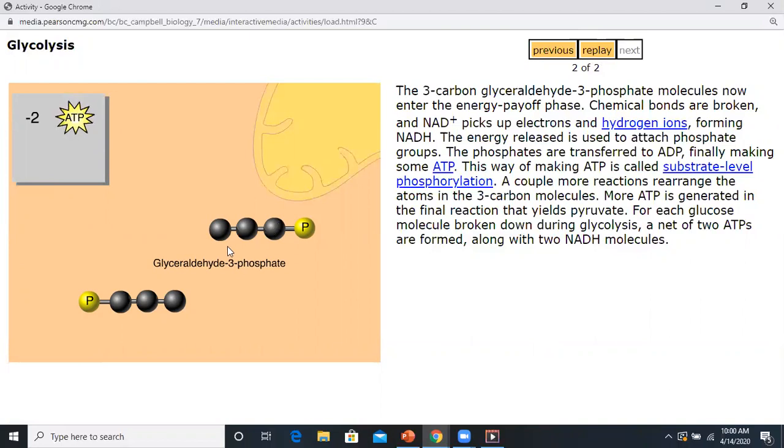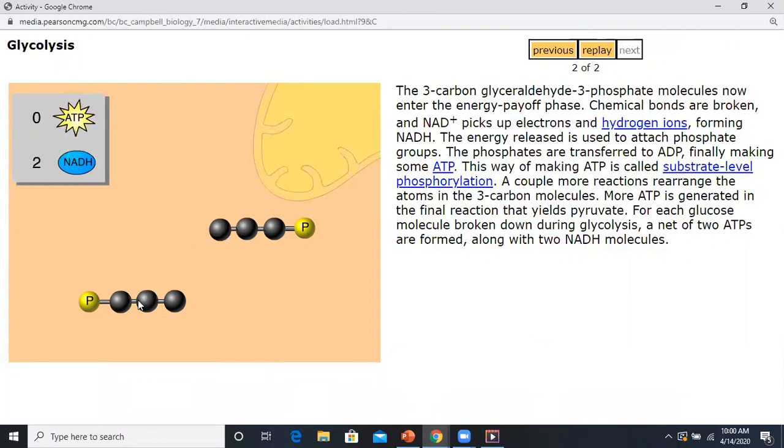What's going to happen here is NAD plus gets reduced to NADH. It's pulling electrons off, okay? I'm going to add another phosphate here, not from ATP, but now I have these 2 three carbon molecules. There's a lot of energy here. I'm going to do substrate level phosphorylation right there, pulling these phosphates off and getting a net gain of 2 ATP.